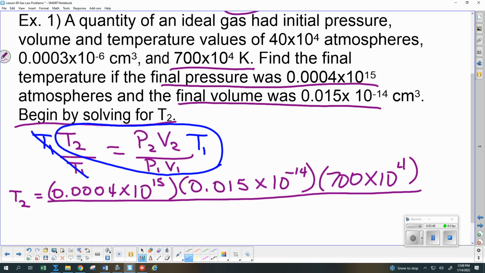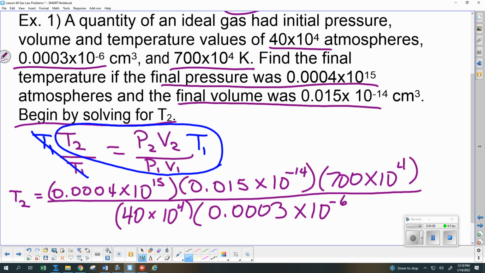And then in my denominator, I need P1V1. So that's 40 times 10 to the 4th. And V1 is 0.0003 times 10 to the minus 6. Does that look right to you guys? Okay, calculators. Control divided by. You definitely want box over box before you start typing all of this in. Probably easier to look at where you've written it on your papers as you've taken notes as we've gone along, so you aren't constantly looking back up at the board.